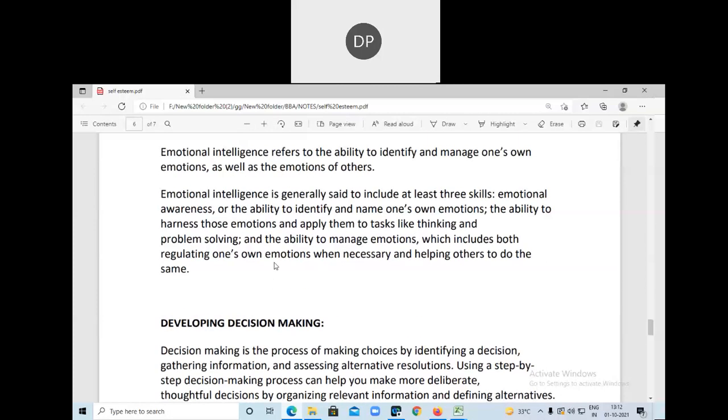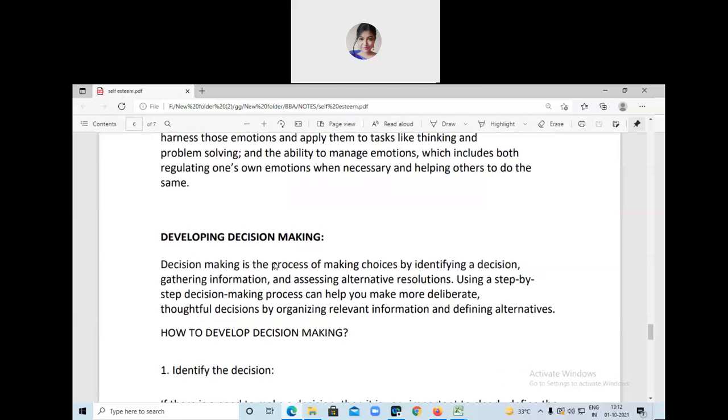So this is the last topic of the unit, developing decision making. In the last class, I had discussed a little about decision making, and today I am going to discuss how to develop decision making, or how to take the right decision. So before taking any kind of decision, before reaching a conclusion, one has to think and take the decision.